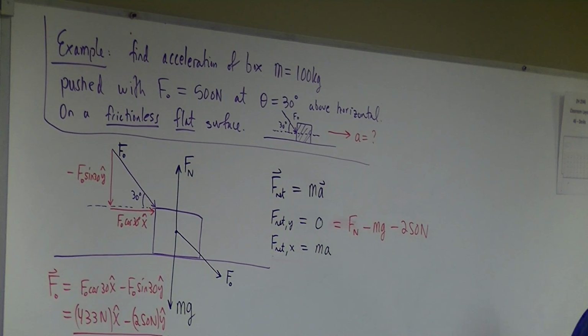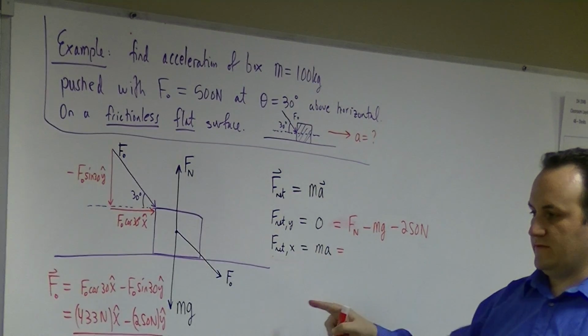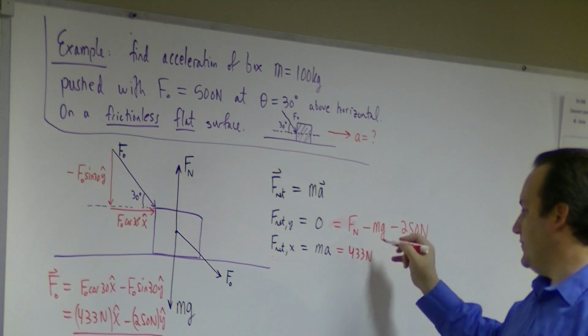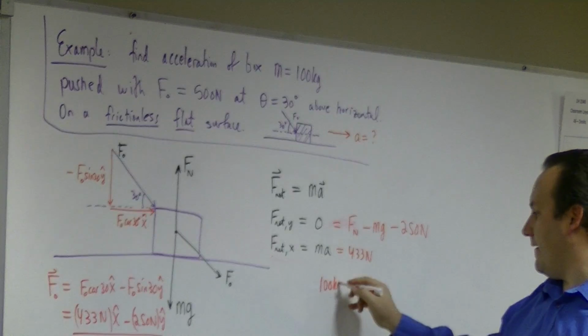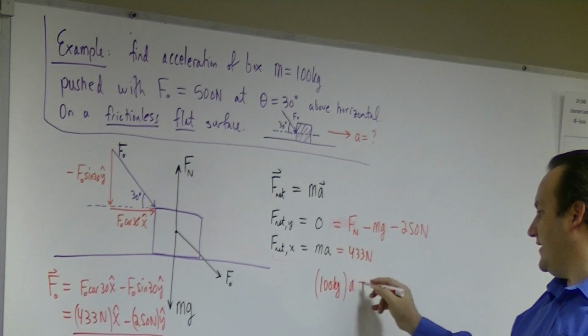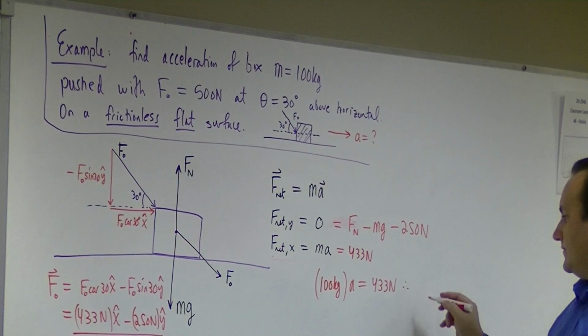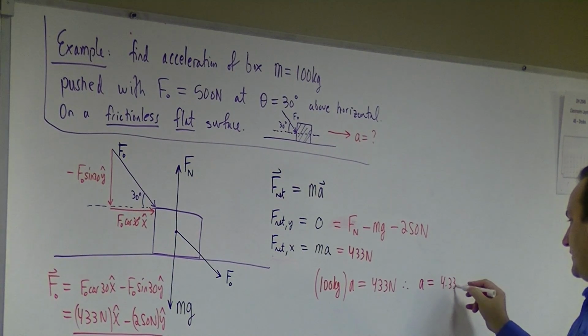And then what? On the other hand, MA is equal to, what's the x? Just 433 newtons. But M is what? M was 100 kilograms. So 100 kilograms times A is equal to 433 newtons. Therefore, the acceleration is 4.33 meters per second squared. There you go.